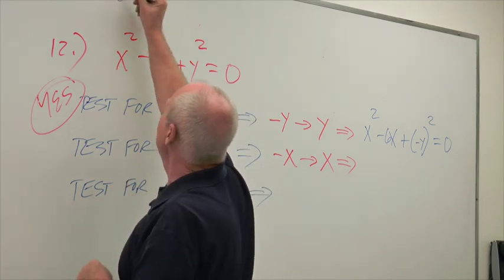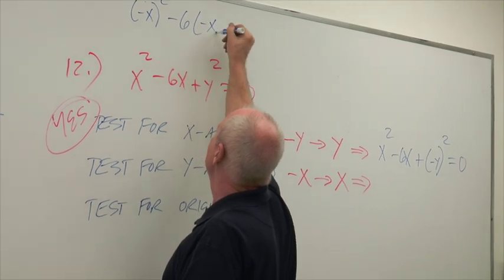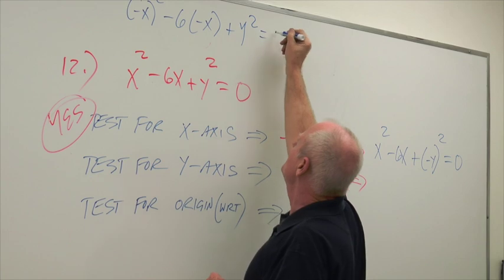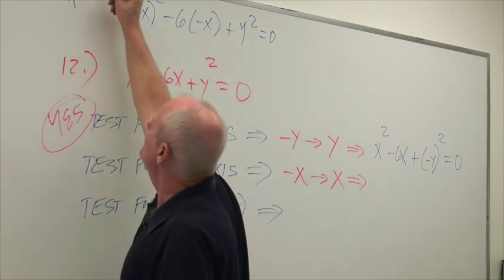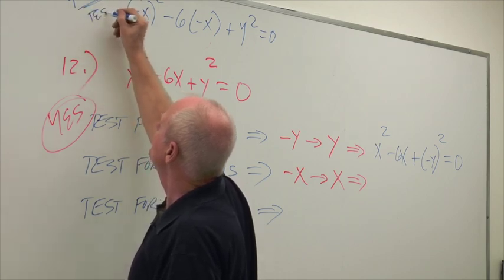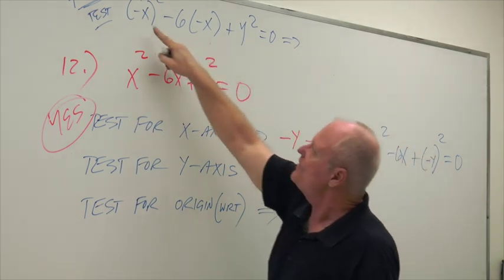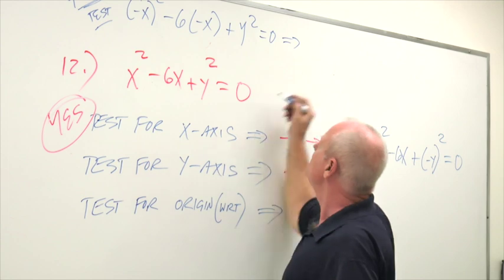If you put a negative x in here for every time you see an x, right? Remember, we're not touching y this time around. This is the test for the y-axis. If you evaluate this, what's negative x times negative x? It's positive x squared, isn't it?